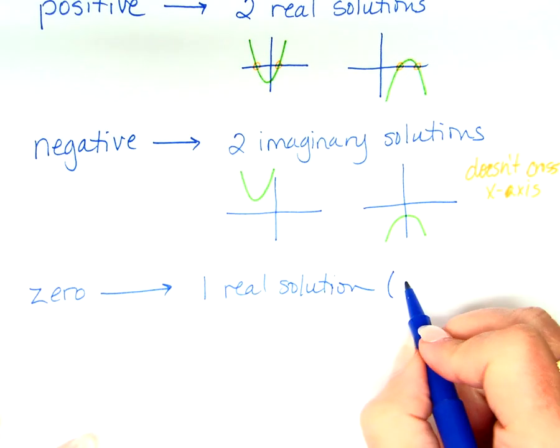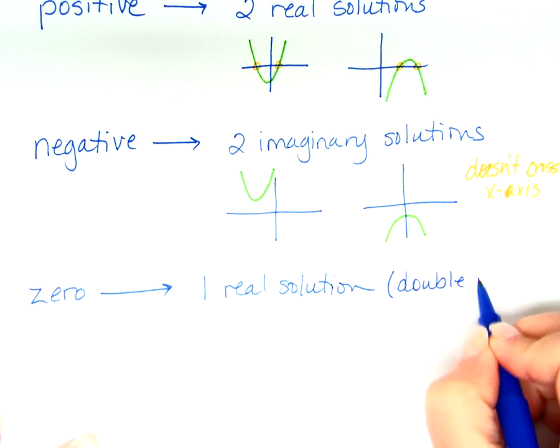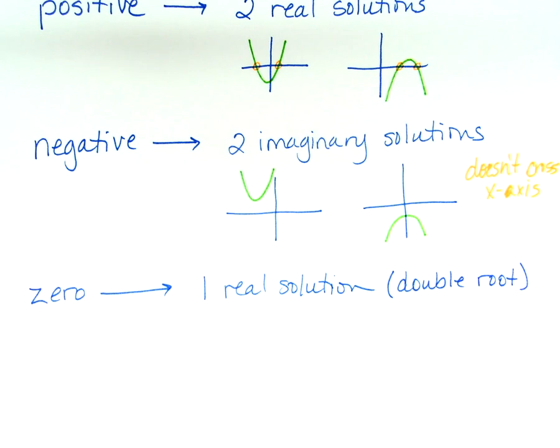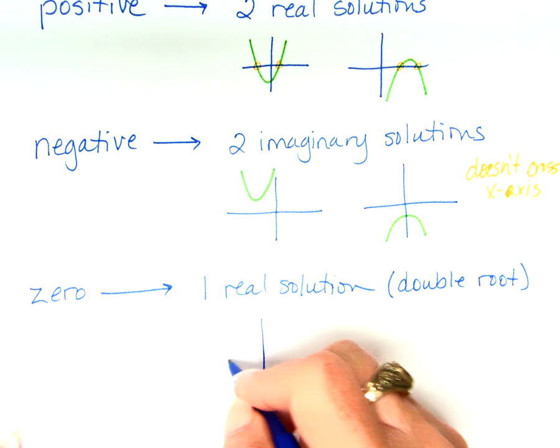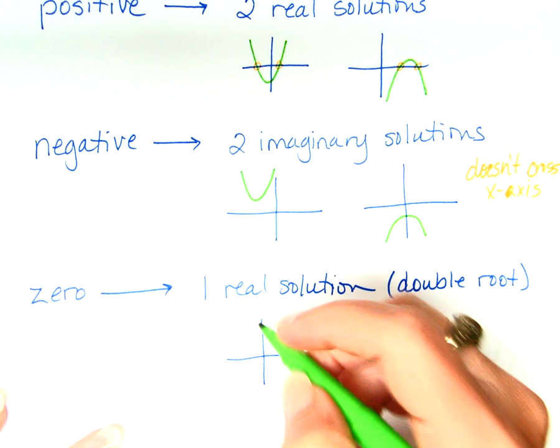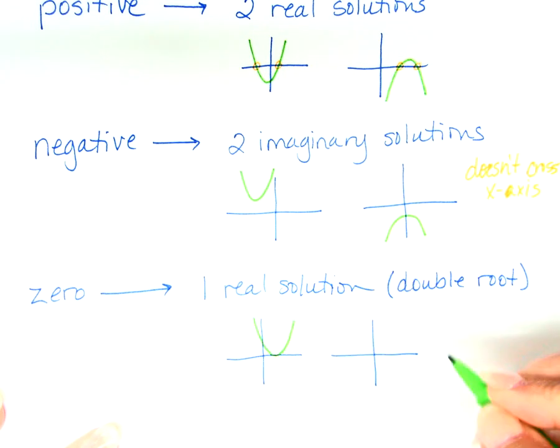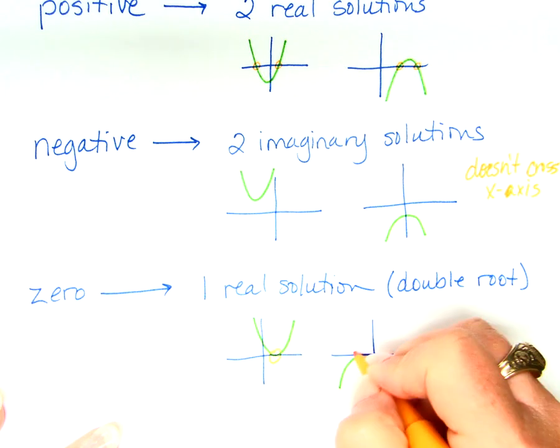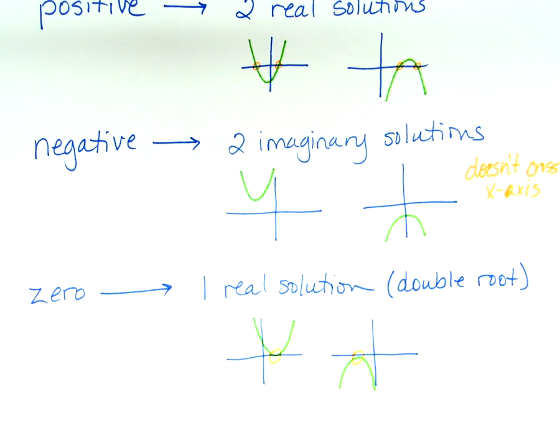One real solution. This is going to be called a double root, which means what? The one real solution I got happens twice. So what does the graph look like of that? What does it look like if I only have one real solution? So it's sitting right on the axis, like that or like that. So my solution is right there, the vertex, right there. Does that make sense?